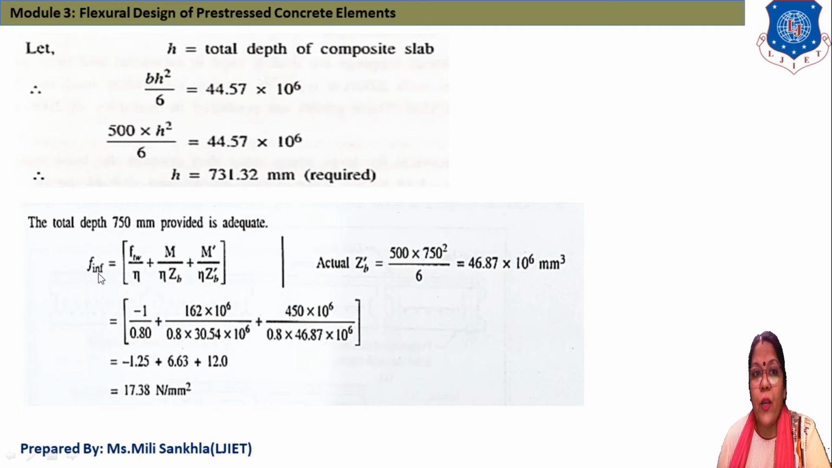Now F, this one is the top stress, FT = W divided by eta plus M divided by eta ZB plus M dash divided by eta Z dash B. And Z dash B is equal to BD square by 6, that is 46.87 × 10^6 mm cube. Now put the values, and the answer is 17.38 Newton per mm square.